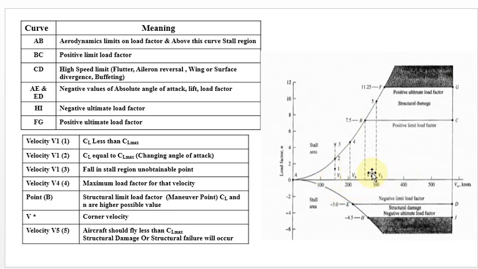Now you come to point number B. See here, point number B is called the structural limit load factor, the maneuvering point. CL and N are at higher positive values. This is the most important point for the VN diagram, called the positive limit load factor. As per the understanding, when you increase the velocity, my load factor value increases. But I cannot say that if I keep on increasing the velocity, I will get the maximum load factor.